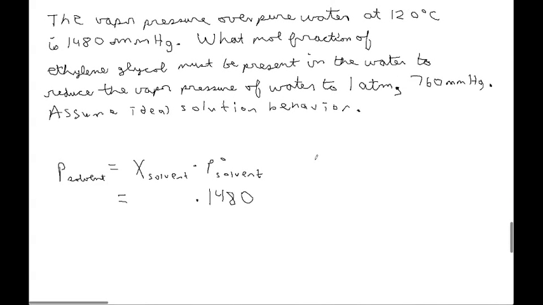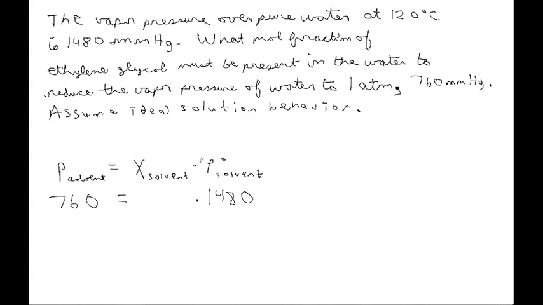I see. So then we would actually put 760 there. That's right. What we need there is this number, because this is the number we're going to achieve by adding the solute, 760. Why are you plugging in 760 and not 1 ATM? Because you want the units to match with these units over here.